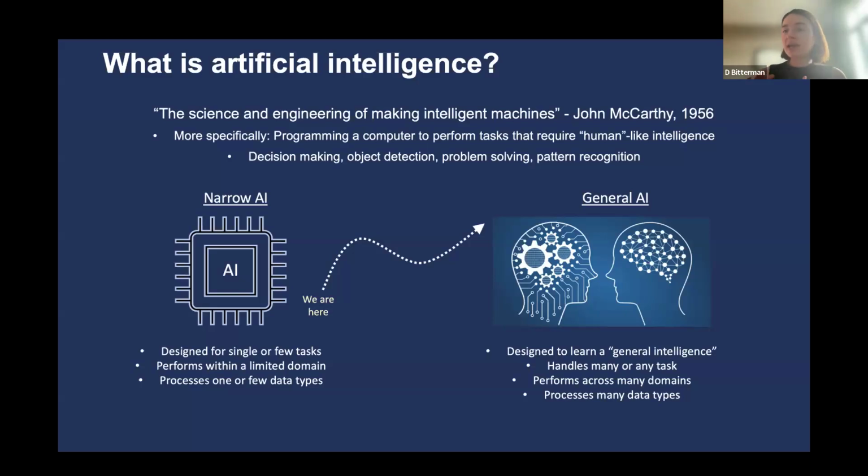General AI is the futuristic AI designed to learn a general intelligence, and this much more reflects how a human thinks. It handles many or any task, performs across many domains, and processes many data types.